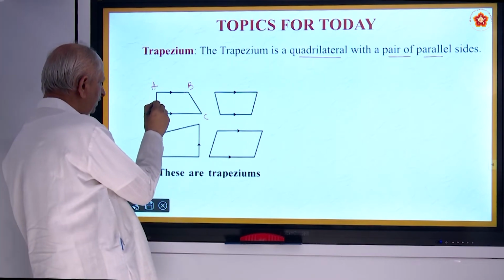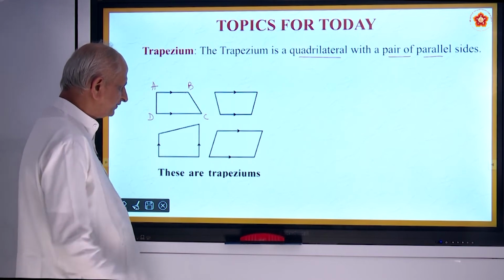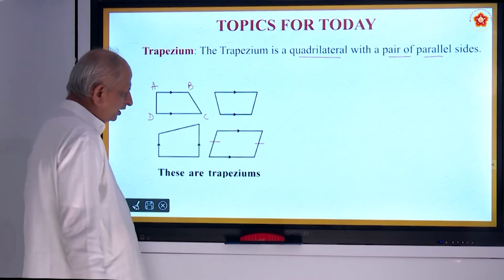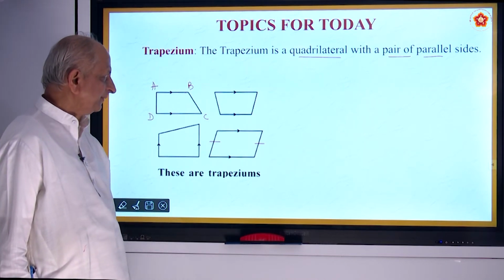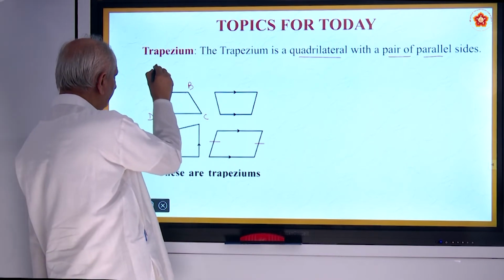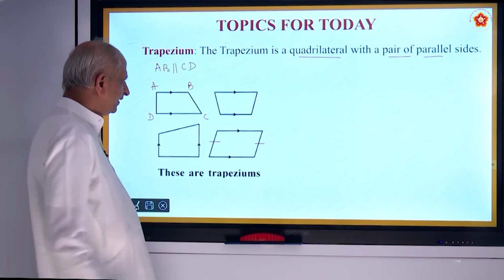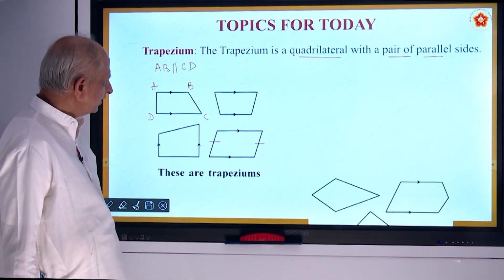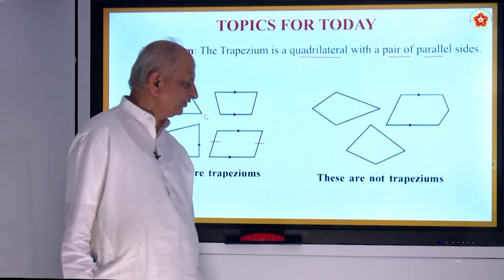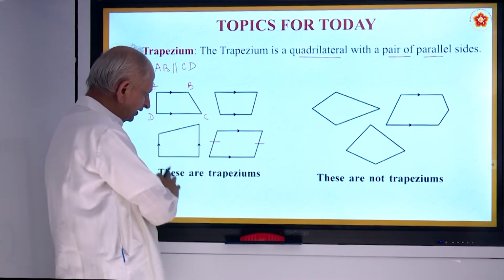And suppose if the 2 sides are equal, non-parallel sides, suppose these 2 are equal, then we call it as isosceles trapezium. So, when you say this is a trapezium, AB is parallel to CD, that is the meaning. Okay. But these are not trapeziums, that also you should note. Don't confuse. These are trapeziums.